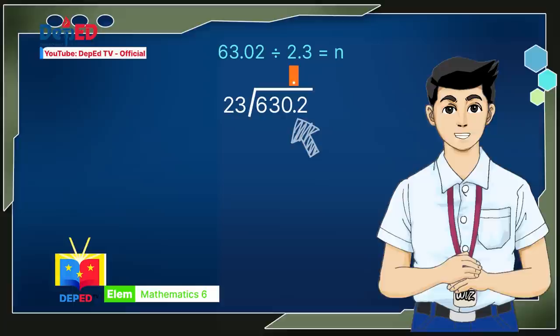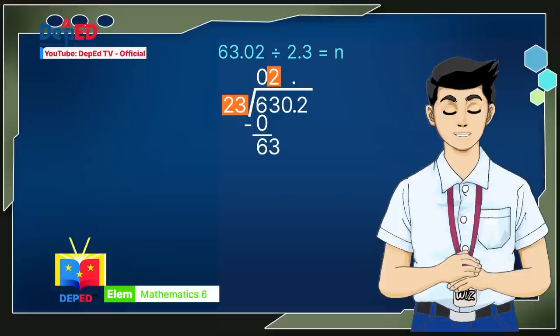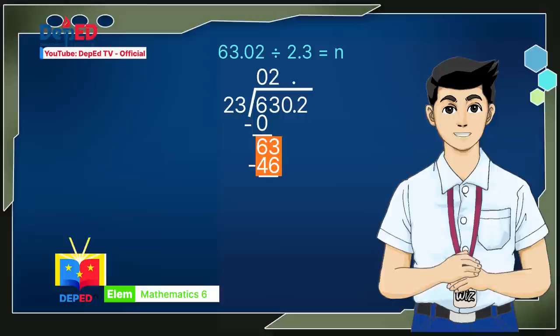I did this procedure. 6 divided by 23 is 0, since 6 is less than 23. 0 times 23 equals 0. 6 minus 0 is 6. Bring down 3, making 6, 63. After that, 63 divided by 23 is 2. 2 times 23 gives a product of 46. When 46 is subtracted from 63, the difference is 17. Bring down 0, making 17, 170.